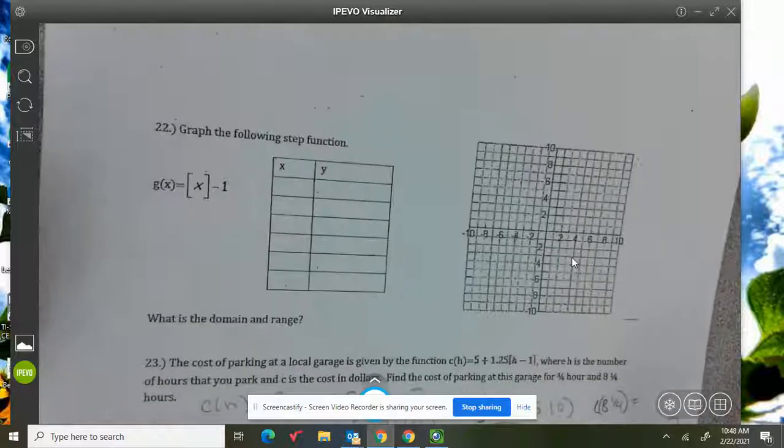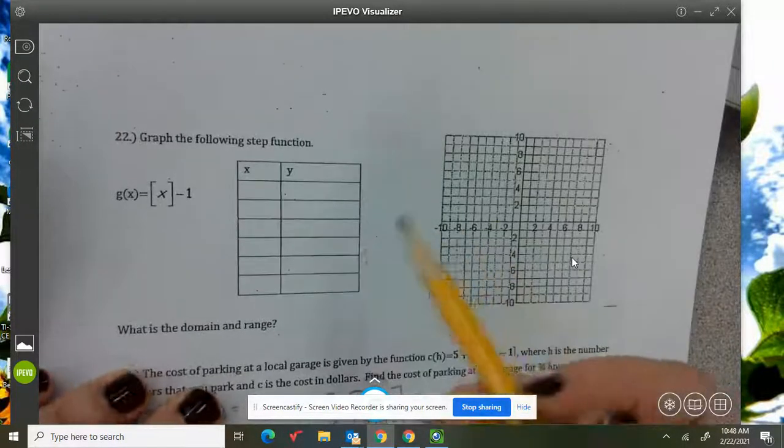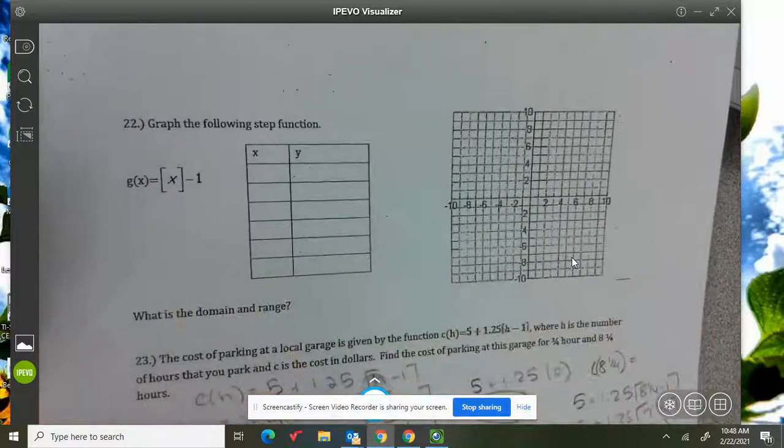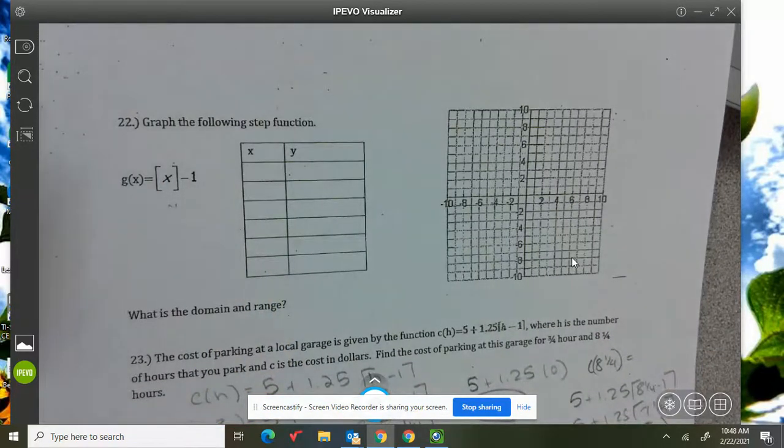Okay, here we talked about step functions in class, rounding up or rounding down, greatest integer function. So you're going to see different symbols. It depends on the textbook you have. So I'll show you in ours what it looks like.